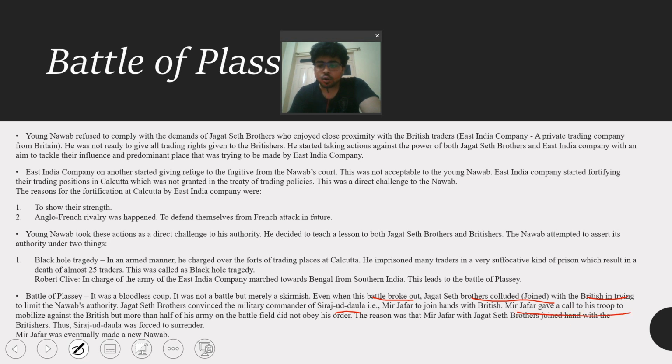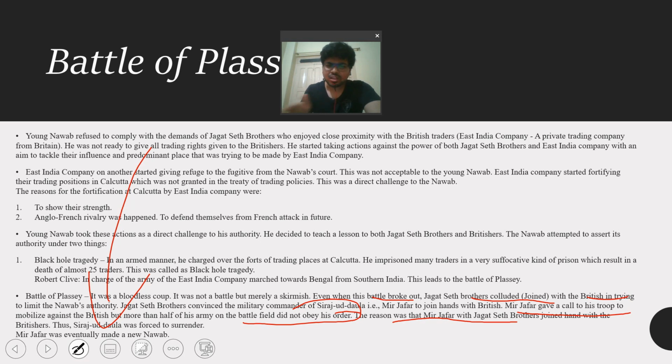Mir Jafar gave a call to the troops to mobilize against the British, but more than half of his army on the battlefield did not obey his order. They were not obeying because they were already told that they did not have to obey his order. The reason was that Mir Jafar and the Jagat Seth brothers had joined hands with the British, and thus Sirajuddaulah was forced to surrender, and Mir Jafar was eventually made the new Nawab at the time. Thus the Indian side lost the Battle of Palasi.